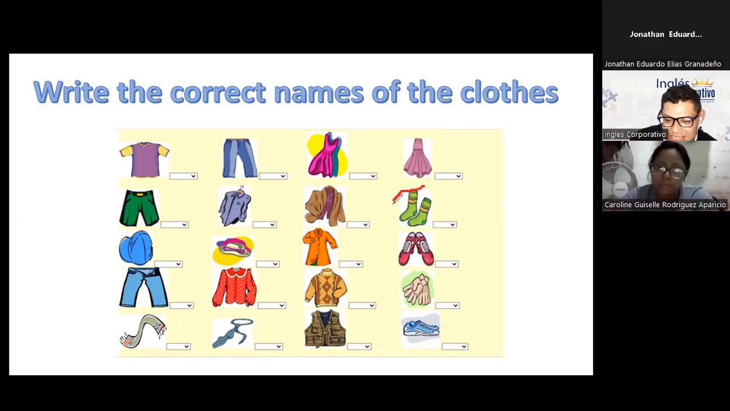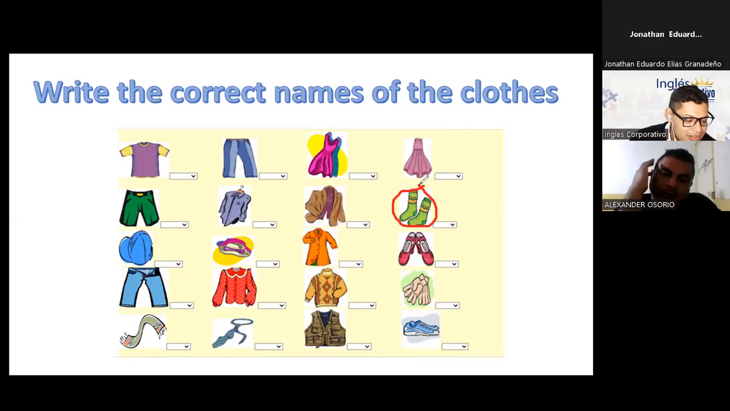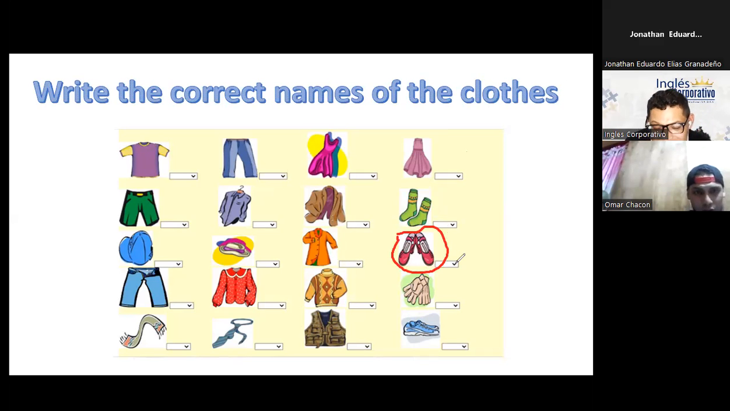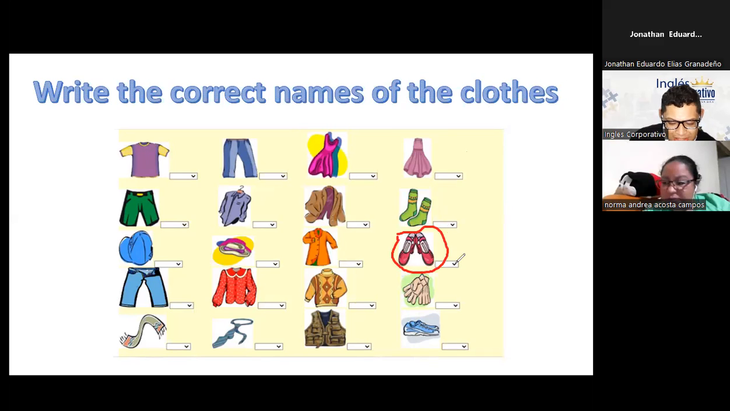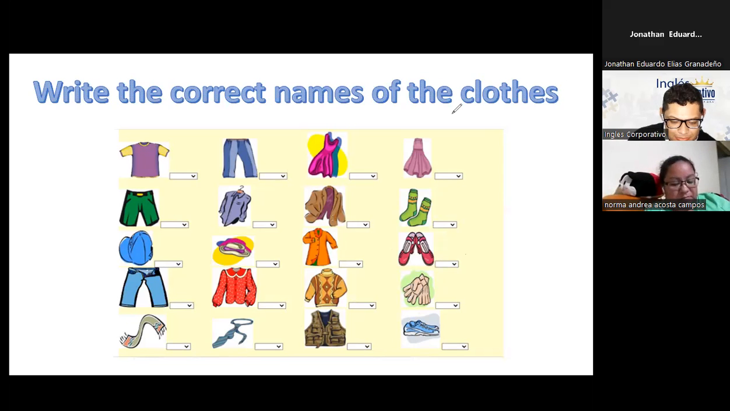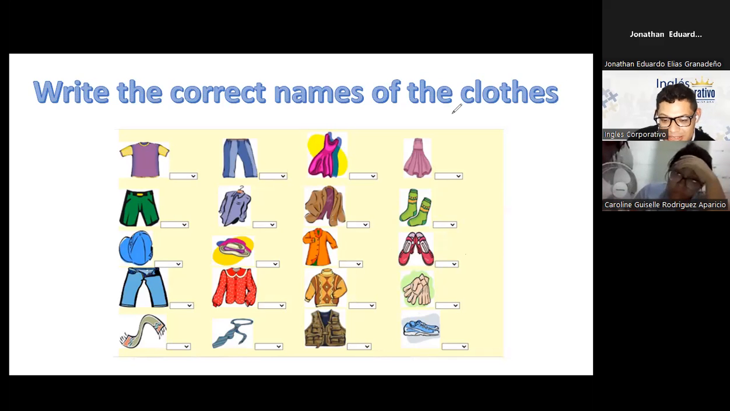Ok, vamos con los siguientes. Este qué era este, what was that? Socks, right? Ok, socks. Y luego tenemos el siguiente. ¿Qué son estos? High heels, right? Muy bien. Habíamos dicho que son como tacones, right? Look at this one. Y vamos con la siguiente. Gloves. Muy bien.